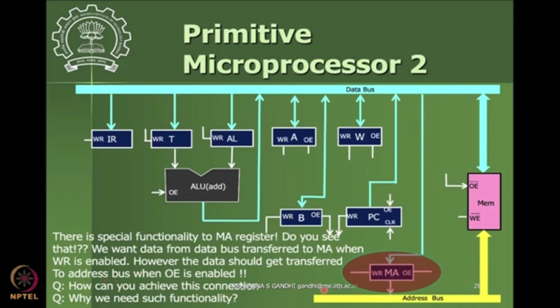These are special registers, and how they work is what we look at here. What we want here is a special functionality for this register. We want data from the data bus to be transferred to MA. Some data from the data bus can be transferred to this register, but you cannot read and transfer any data from this register back to the data bus. That data will be transferred to the address bus when the output enable is set, so this functionality is needed. Can you guess why this functionality is needed?